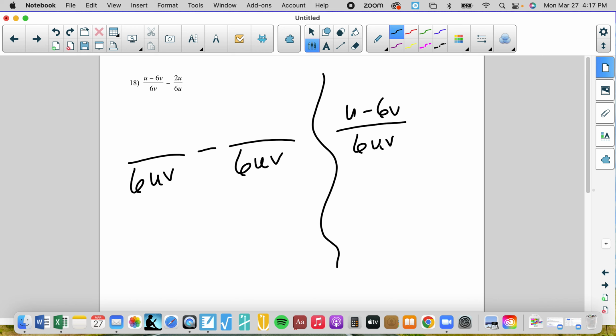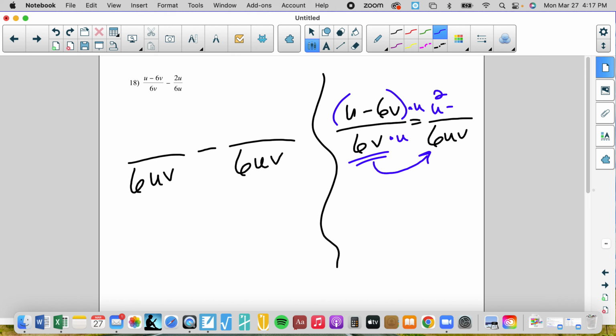Sorry, 6v. That's my starting fraction, and I have to find a common denominator. So what is the equivalency to that? What do we multiply 6v to get 6uv? We're going to multiply by u. So when we multiply by u, we have to multiply both items by u. Make sure you do both of the terms here. So u times u is u squared. U times negative 6v is negative 6uv, the alphabetical order. So that's going to be u squared minus 6uv.